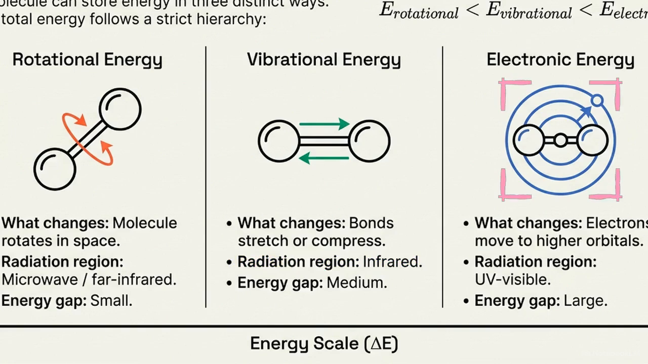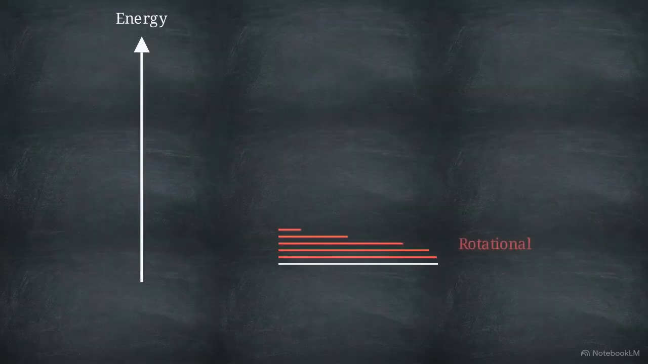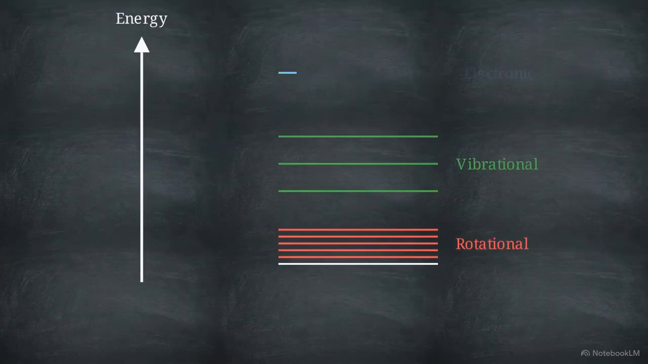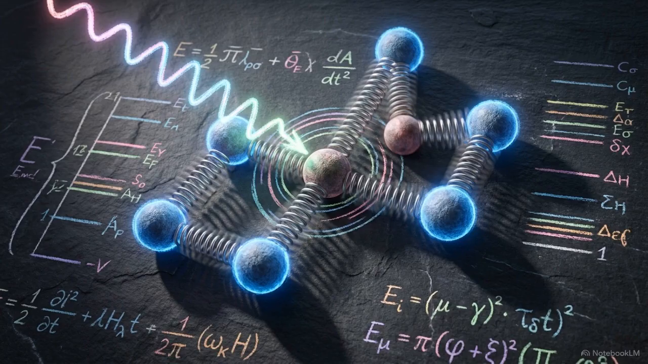The highest tier is electronic energy. Moving an electron up into a higher molecular orbital demands a massive energy input, corresponding to the ultraviolet and visible light spectrum. These energy modes do not exist independently. They stack on top of one another structurally. The total energy of any molecule is the sum of its electronic, vibrational, and rotational states. Because a physical molecule cannot isolate these motions in a vacuum, absorbing a single high-energy photon often triggers a simultaneous coupled transition across this entire hierarchy.